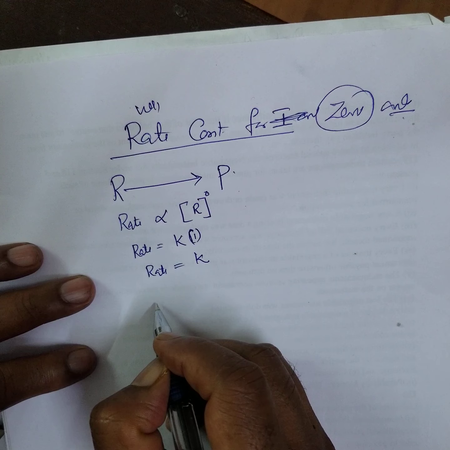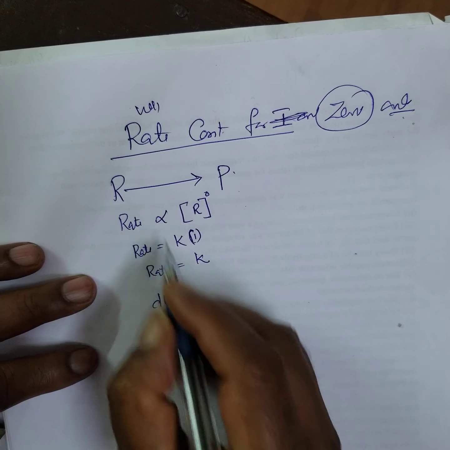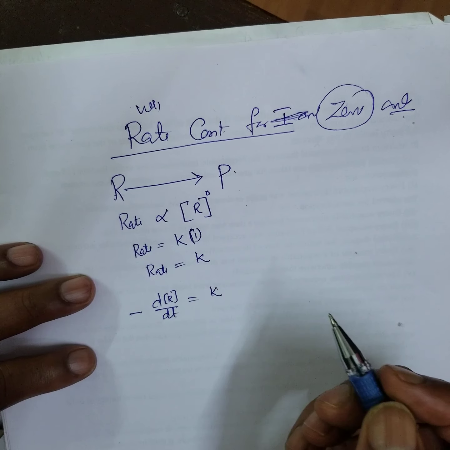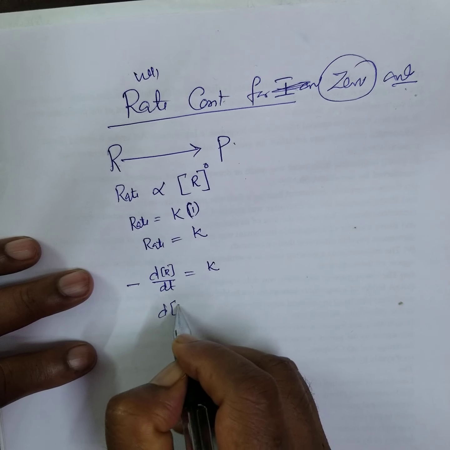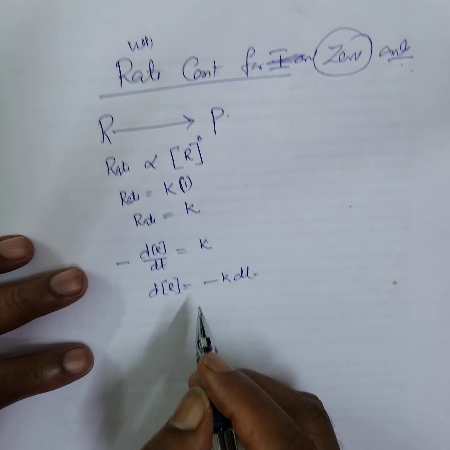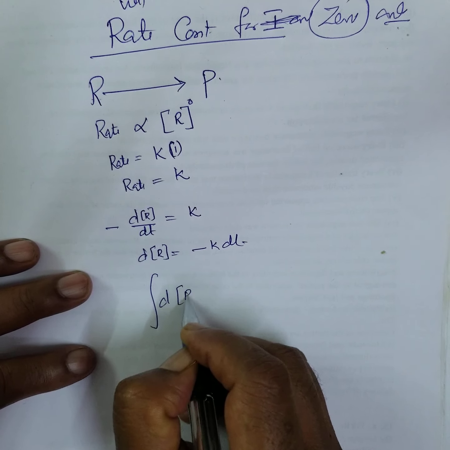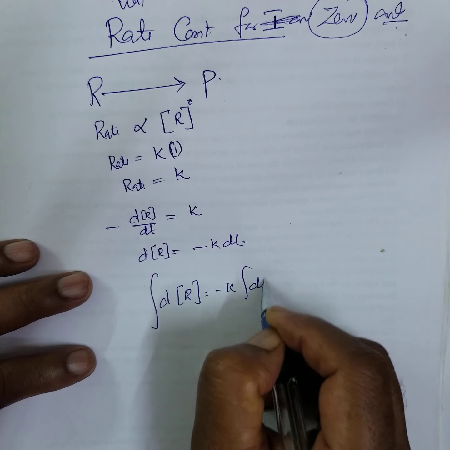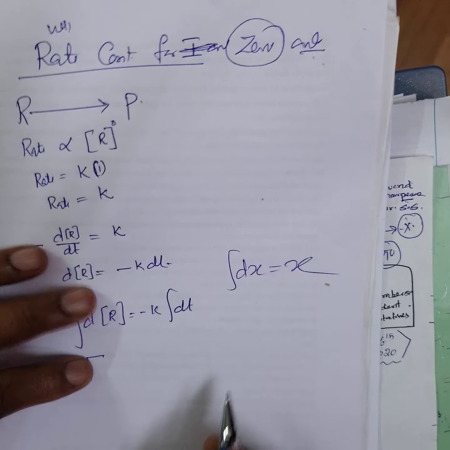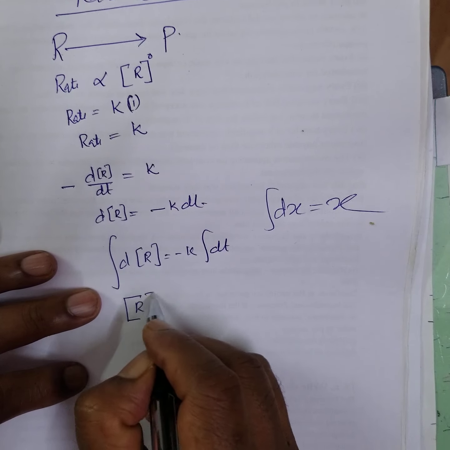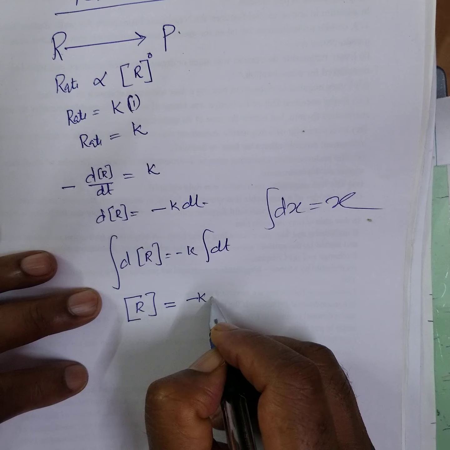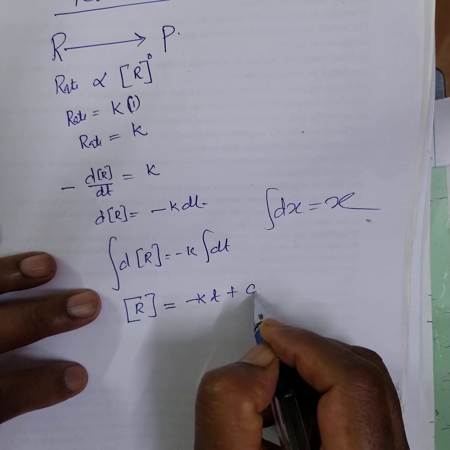What is rate? Actually, it is the change in concentration of R per unit time, the decrease in concentration, is it not? It is equal to K. Therefore, dR is equal to minus K dt. Transfer this, and if you integrate, what will you get? The integration of dx is x. Therefore, R is equal to minus Kt plus some constant.